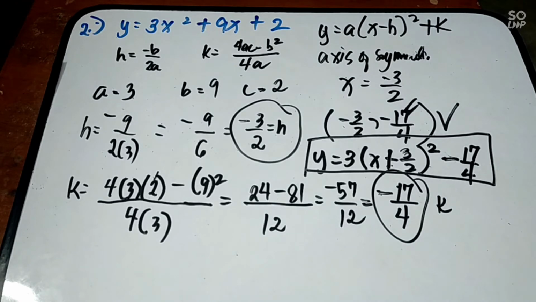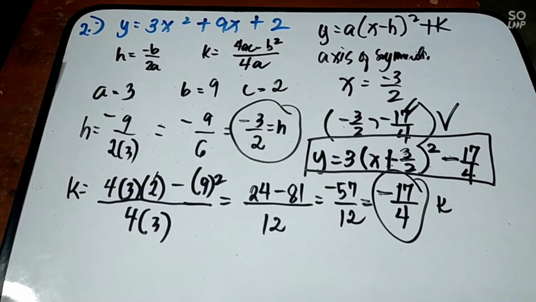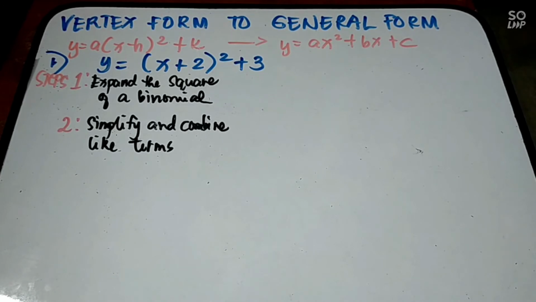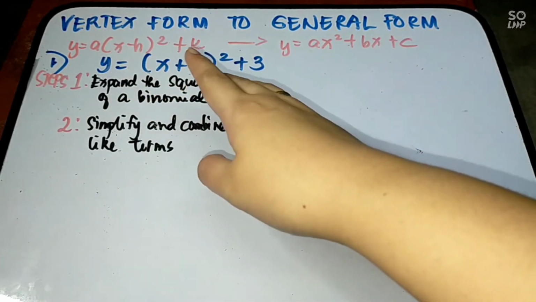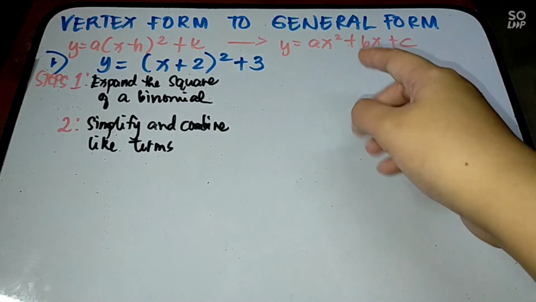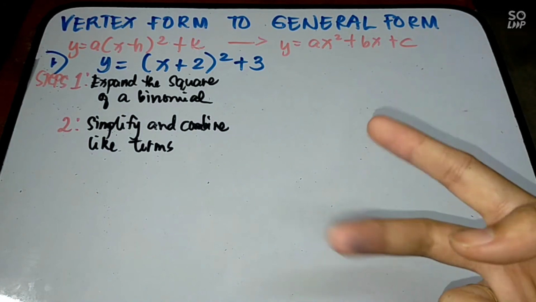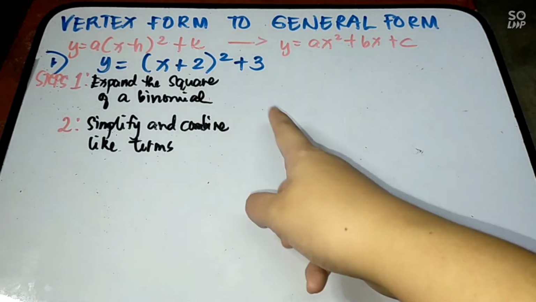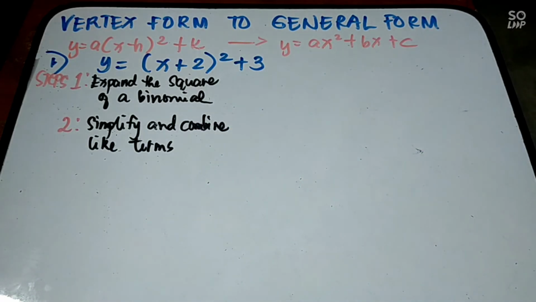Is it clear? Now, let's move naman dun sa vertex form ang given natin. We are going to change it into general form. Vertex form to general form, meaning in the form of y is equals to a squared of x minus h plus k to y equals to ax squared plus bx plus c. We have 2 steps lang. First step, expand the square of a binomial. Second step, simplify and combine like terms.